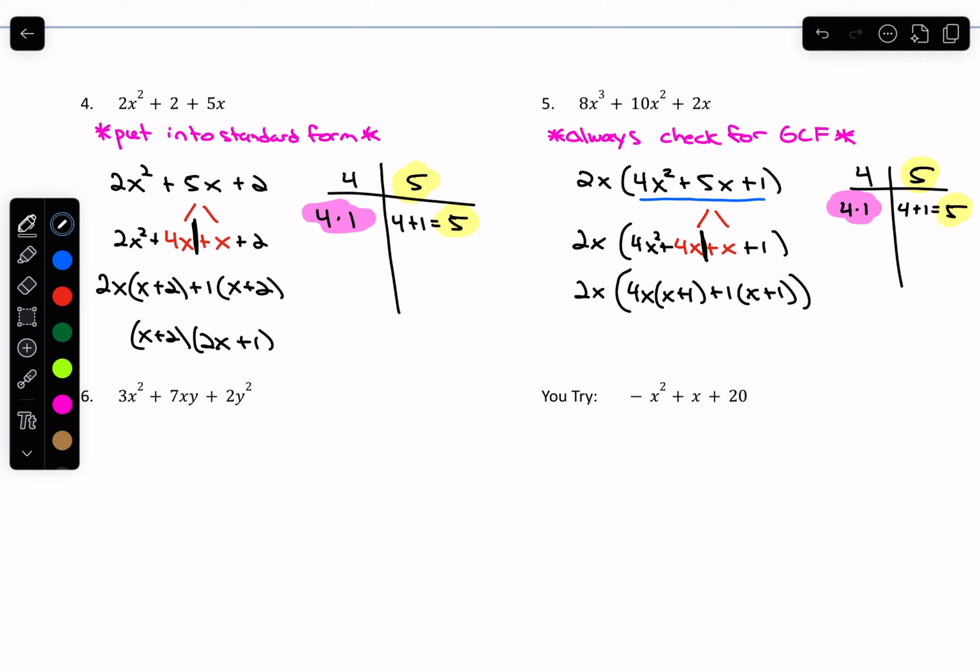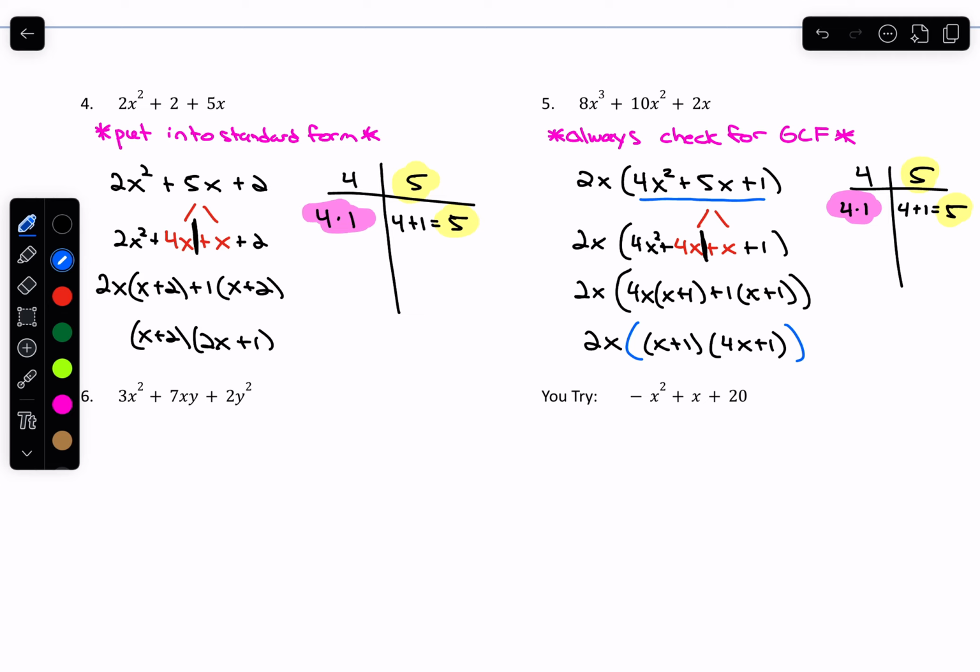Okay, now in the next step, I pull my x plus 1 out. That leaves behind 4x plus 1. But again, all of this is being multiplied by the 2x, so I can go ahead and put the 2x in front. Now, it's not wrong if I put parentheses around the x plus 1 and the 4x plus 1, because those parentheses are the same ones I had before.